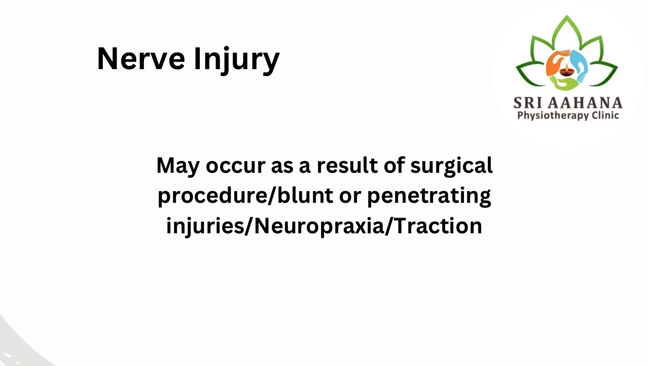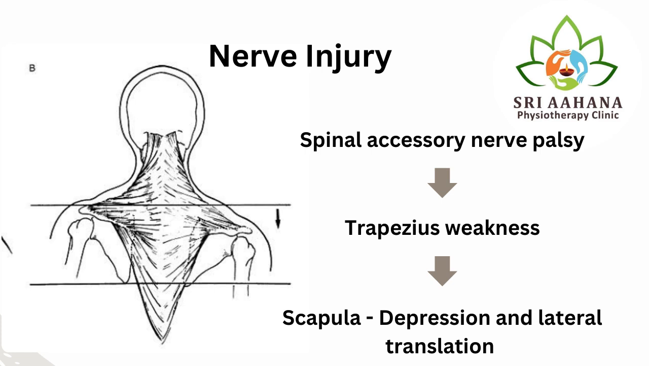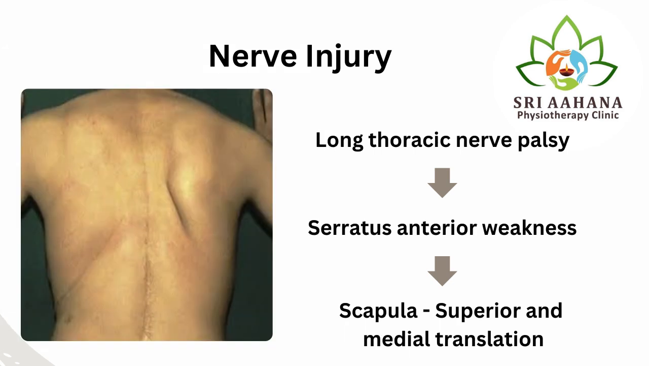Under nerve injury, we can see that it happens during surgical procedures or in case of neuropraxia or traction. In spinal accessory nerve palsy, we can see trapezius weakness where there is depression and lateral translation of the scapula as seen in the image. Under long thoracic nerve palsy, there is serratus anterior weakness. The scapula is superiorly and medially translated, which is clearly visible in the image.